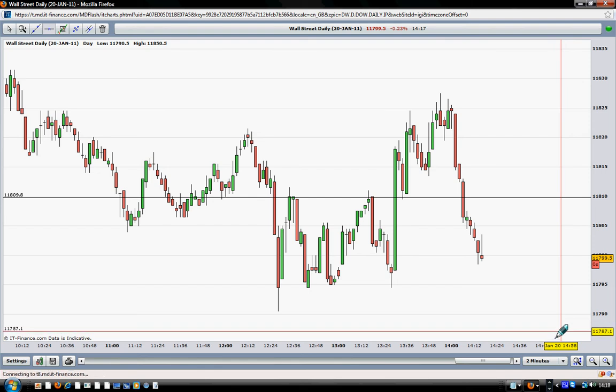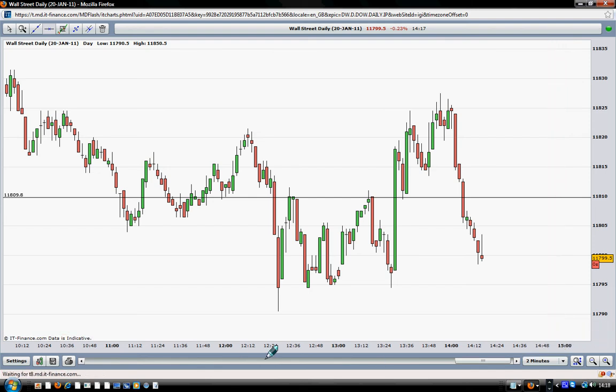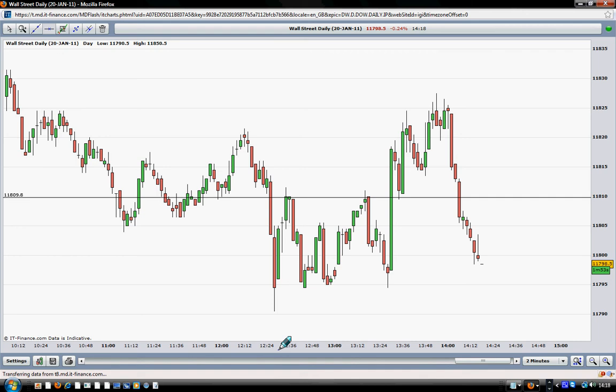We are still watching this price now on the 2-minute chart. The reason why traders use a lower time frame is for entry point. We do not use the lower time frame for trade decision, but we use the lower time frame for entry point.